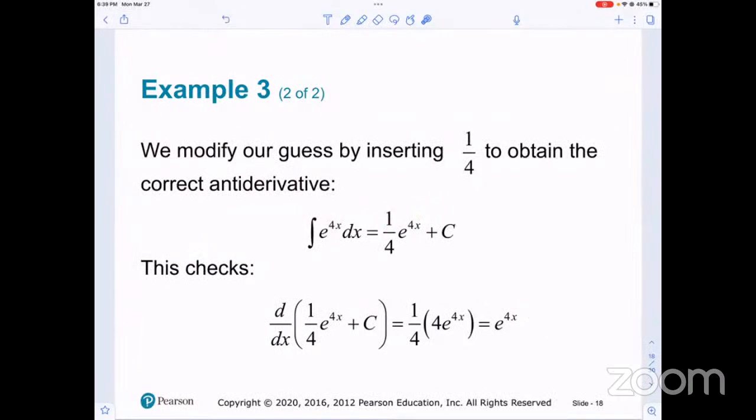But that's how it goes sometimes. You just try something, you check it. If it doesn't work, you got to adjust.